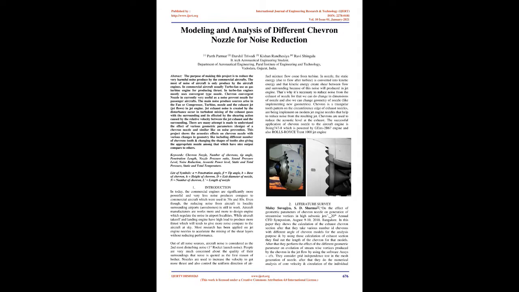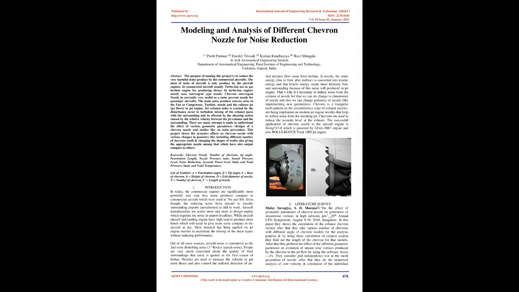Many attempts have been made to understand the effect of various geometric parameters and designs of a chevron nozzle on noise prevention. This project shows the acoustic effects on a chevron nozzle with various changes in geometry, including different numbers of chevron teeth and changing the shapes of the teeth, and also identifies the appropriate nozzle that has a good output compared to others. Keywords: chevron nozzle, number of chevrons, tip angle, penetration length, nozzle pressure ratio, sound pressure level, noise reduction, acoustic power level, static and total pressure, static and total temperature.